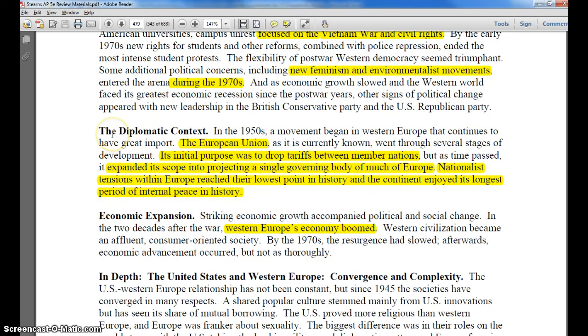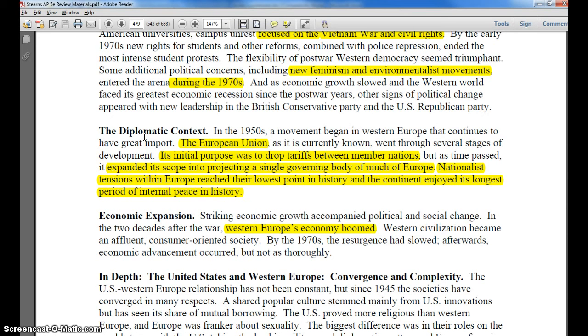Next, we move on to page 758, the diplomatic context. You've got the European Union, which we had the question about, and I explained in class that it was so that European nations can trade a lot easier. And later on, what it has become today is more like a single government for the European continent. Each country has input into other countries as far as what laws can be passed in certain areas. They have a common currency. It's not just about tariffs anymore. It's more about having a single European government.